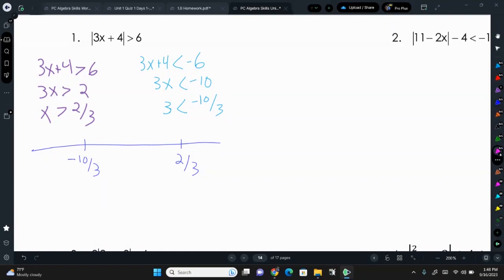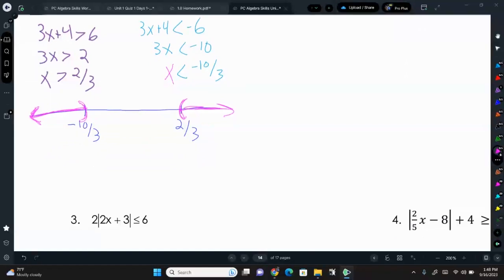And it says x, this should say x. X is less than negative 2 thirds. So parenthesis, and everything smaller than negative 2 thirds. And then x is greater than 2 thirds. So here's 2 thirds, parenthesis, everything bigger than that. So we would say from negative infinity to negative 10 thirds with parentheses and 2 thirds comma infinity.